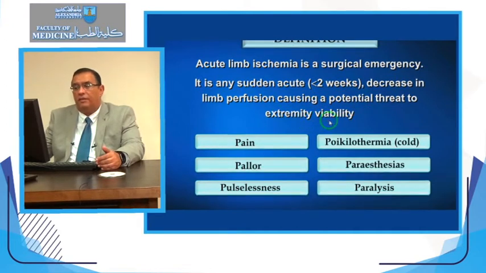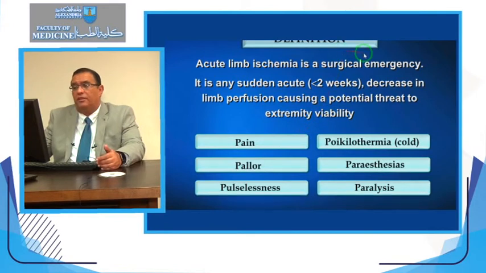But we all know that revascularization must be started very early, within 6 hours, because after 6 hours there is necrosis of the muscles, tissues and nerves and so on. So it's better to be as early as possible. But as regards the definition, this is any sudden acute decrease in limb perfusion in less than 2 weeks. If it is more than 2 weeks and not responding to medical treatment, this is critical limb ischemia, which is one of the stages of chronic limb ischemia.